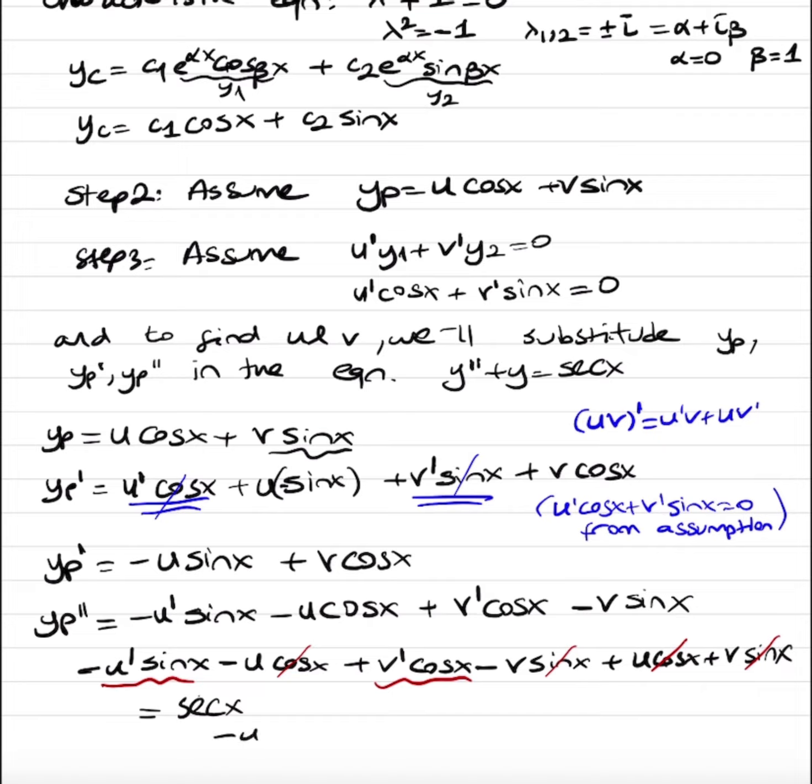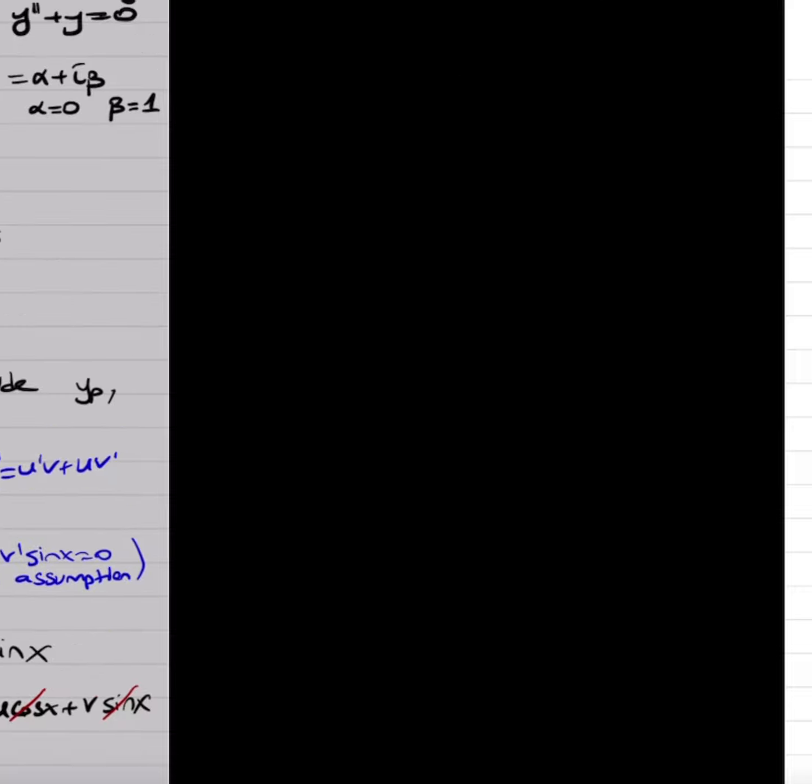I will copy it. u prime sine x minus v plus v prime cosine x is equal to secant x. Okay, I will copy this. Okay, I have this simplified equation.